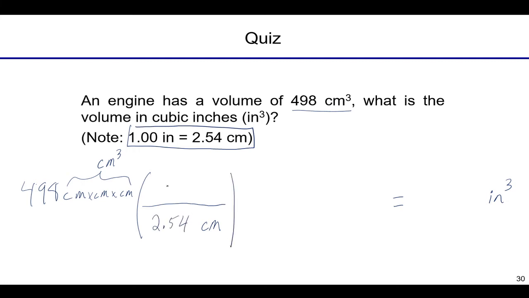2.54 centimeters in 1.00 inches. And that's great. And I can't tell you how many students will just do this one conversion and think they're done because look, centimeters goes away. Centimeters goes away, but you're not canceling the cubic centimeter. You're canceling one of these 3 centimeters.